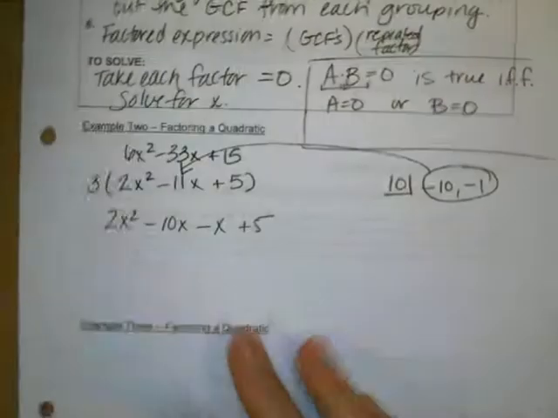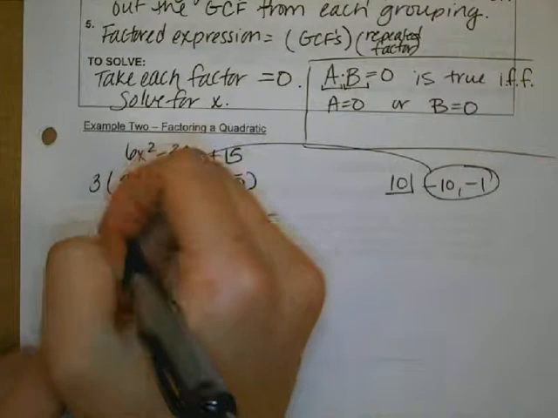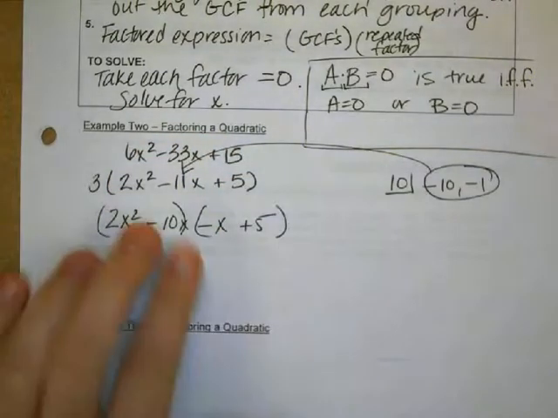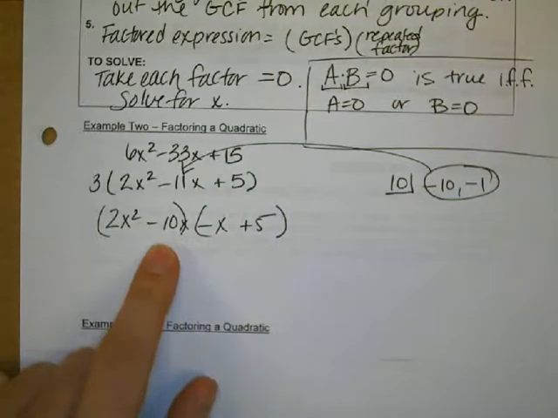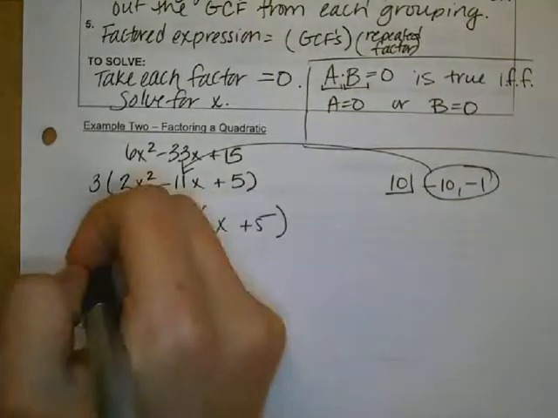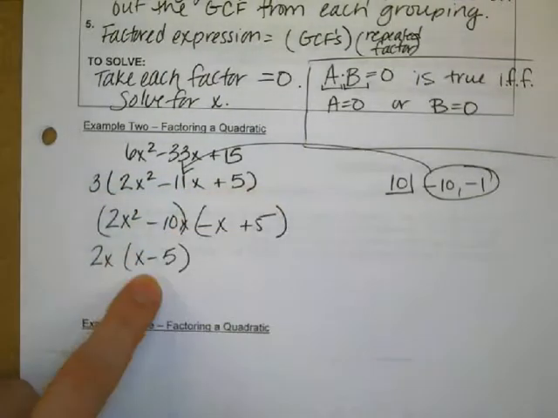And once you get 4 terms, we do something called factoring by grouping, where we group the first two and group the last two. And then you look in each grouping and see if there's a greatest common factor. The greatest common factor in the first grouping would be 2x. X minus 5 would be left over.